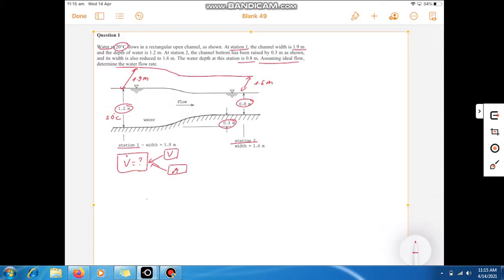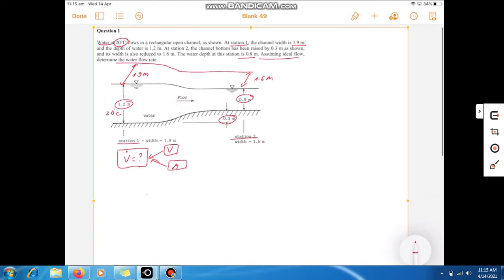About the cross section area, that's easy. For cross section area 1, A1 will be equal to 1.2 times 1.9. For station 2, you have A2 equal to 0.8 times 1.6. Okay, so the key here is how to find velocity.